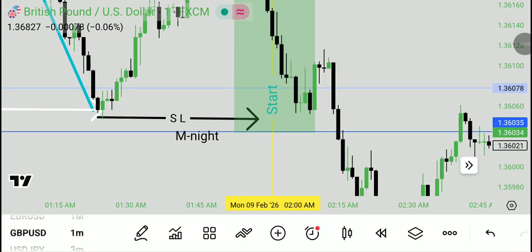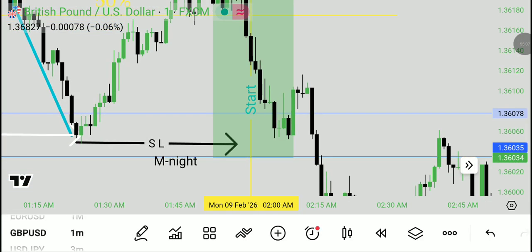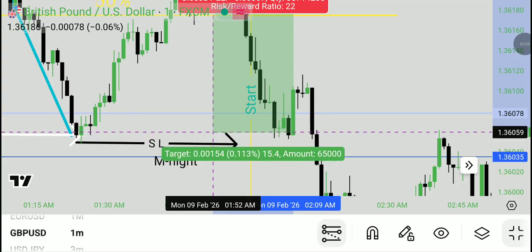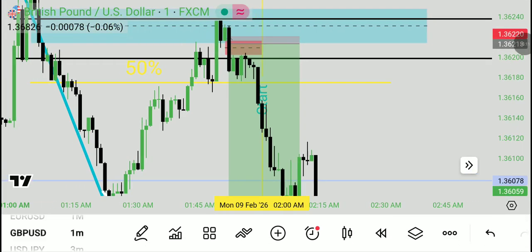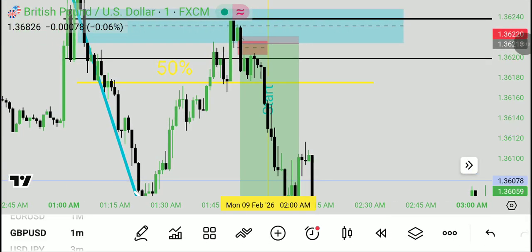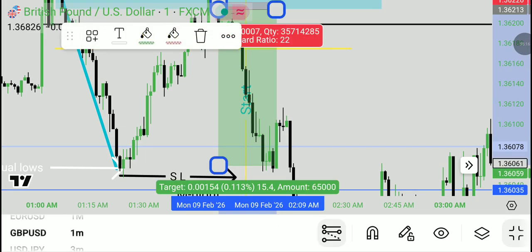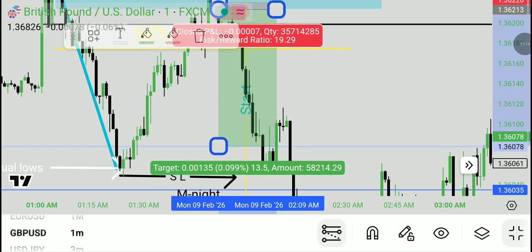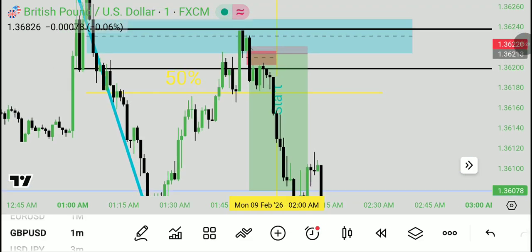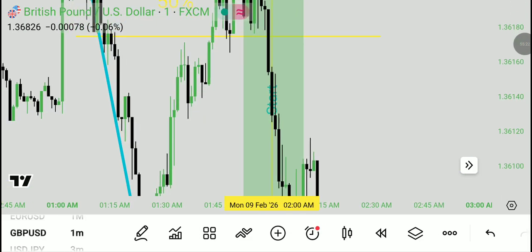You can see how beautiful it is. If you still want to short it at relative equal low, you can see how beautiful it is. If you still want to short it at midnight opening gap, you can see how beautiful it is. No pressure.